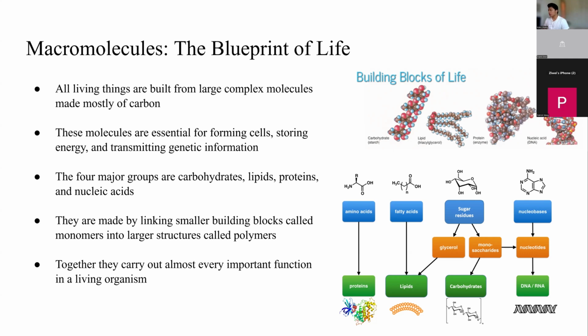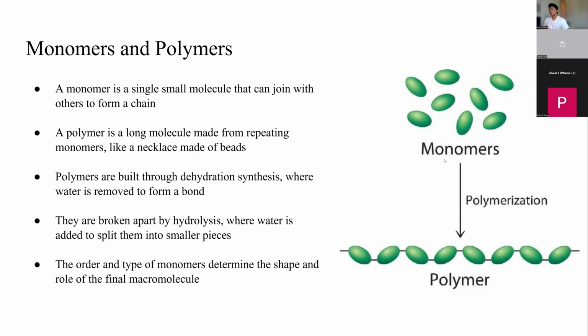And most of which are what's known as polymers. This means that they are made through linking smaller building blocks known as monomers, which I will explain in a second, into larger structures. And together, they carry almost every important function in any living organism. So most macromolecules are polymers, and the only exception are lipids. So the three others are polymers.